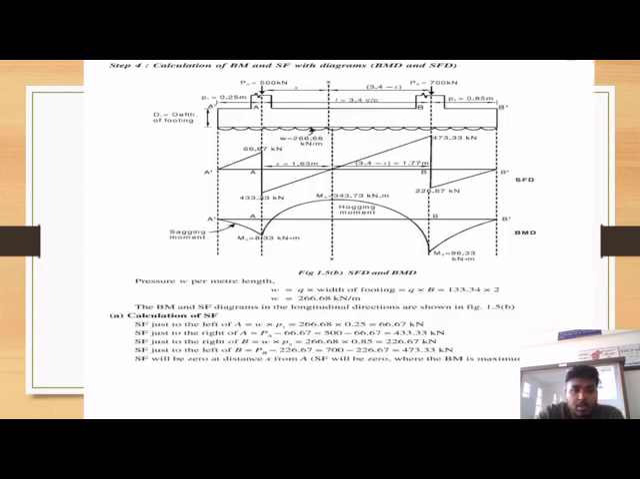Calculations of SF. SF to the left of A is equal to W into P1, that is 66.67. SF to the right of A is PA minus 66.67 is equal to 433.33. SF just to the right of B is W into P2 is equal to 226.67. SF just to the left of B is 473.33. SF will be 0 at a distance x from A.